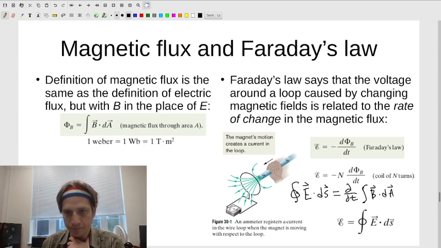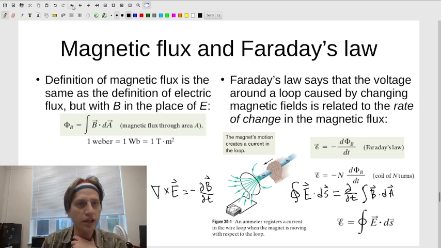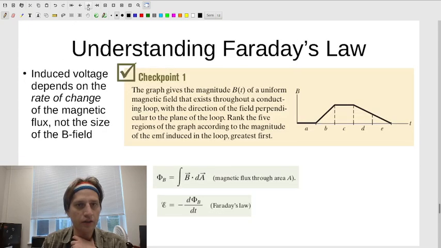Now, for those of you who have done the whole vector calculus thing, you'll recognize that this is related to the Maxwell's equation that looks like this. The curl of the electric field looks like the changing magnetic field. Okay, so changing magnetic field causes an electric field.